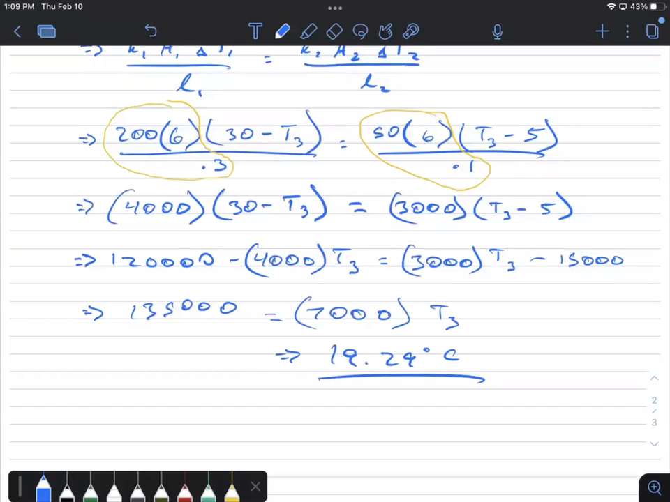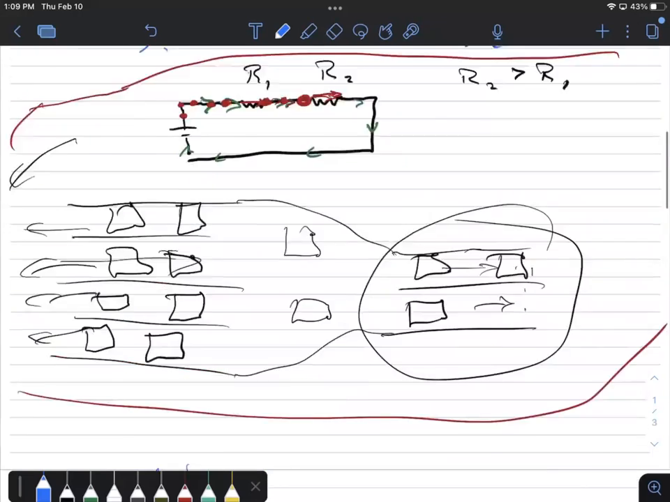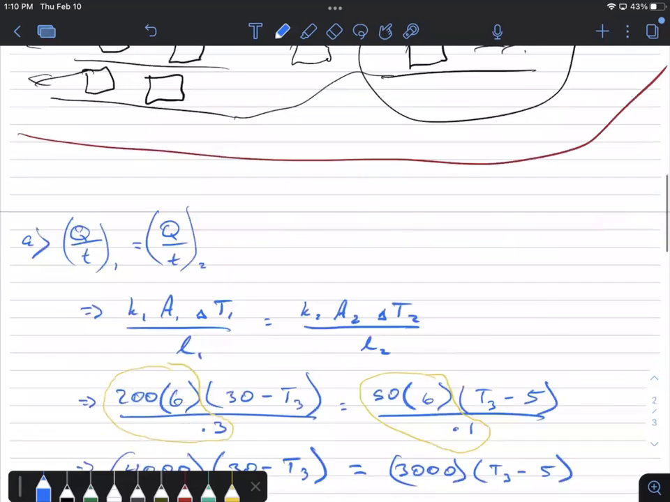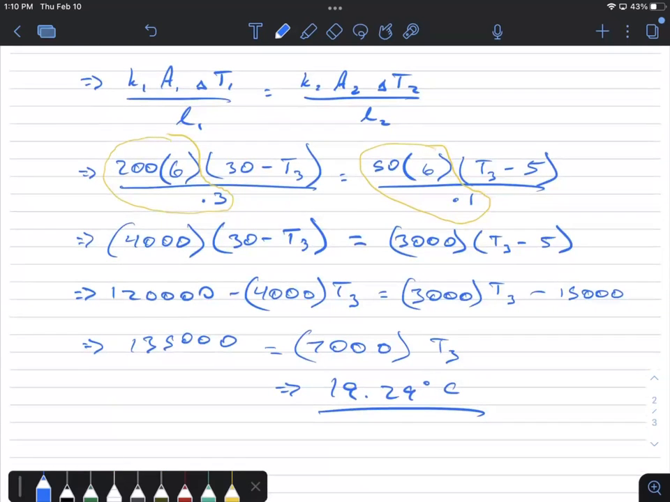Now, of course, before I box this as an answer, I ask, does this make sense? Well, let's look at the picture. I was told inside my house, which is the hottest part, is 30 degrees. Outside my house is 5 degrees. And I'm looking for what this temperature is in between. Obviously, the temperature better be somewhere between 5 and 30. I look at the answer I got, 19. Perfect. It's in between. I can't say it's definitely right. Maybe I made a mistake in my math, but at least I can't say it's definitely wrong.